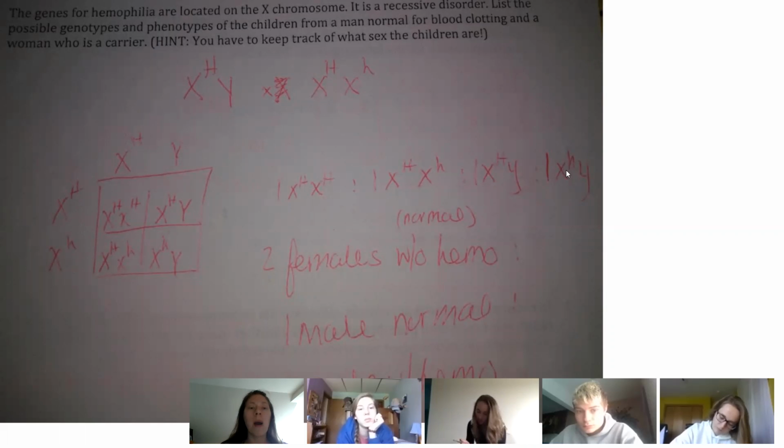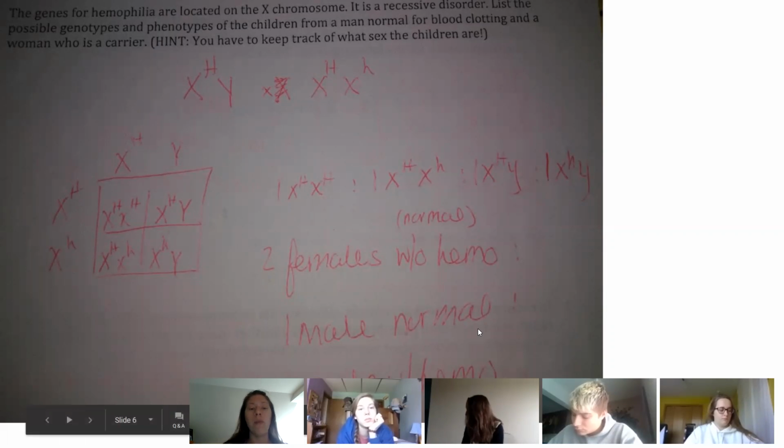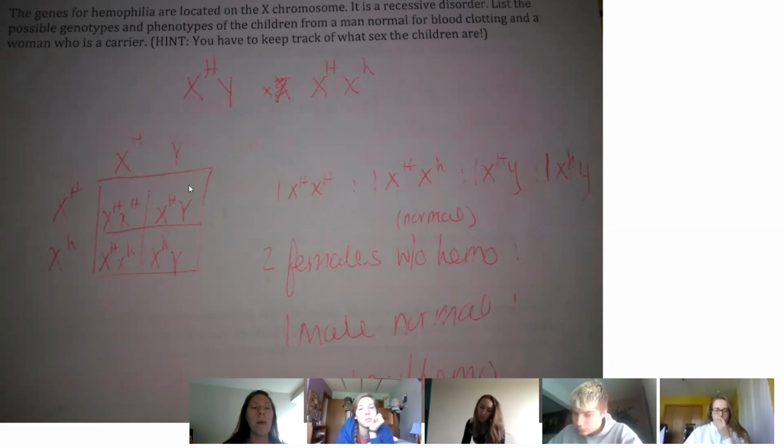A lot of times problems like this might just ask, what's the chance of being a female with hemophilia? So then you would just give a percentage. In this case, that would be 0%. There's no way to be a female with hemophilia. It might ask, what's the chance of being a male with hemophilia? Well, if they say male with hemophilia, here's my men, so I'm just going to look at them, ignore the ladies, and I get a 50-50 chance.